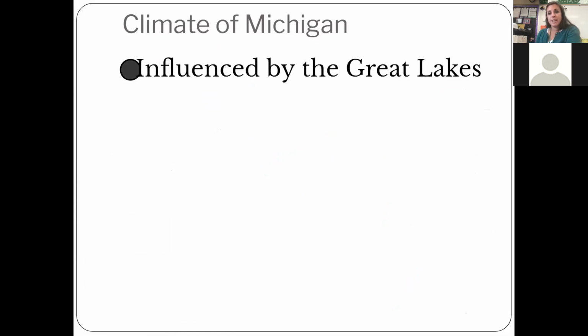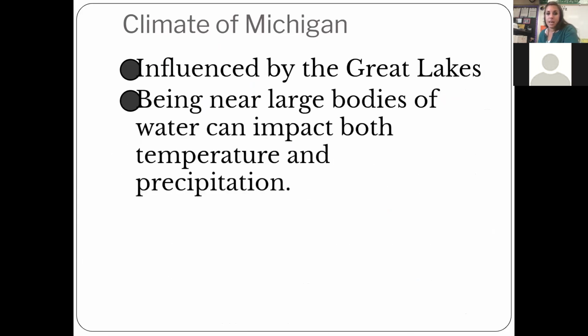The reason Michigan has the climate it has is because of our Great Lakes. Being near large bodies of water impacts how hot or cold it is and how much rain we get. The closer you are to water, usually the colder it is and the more precipitation you get.